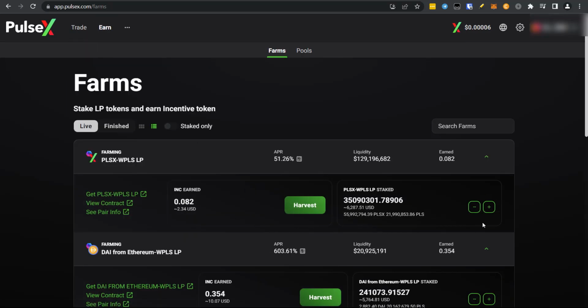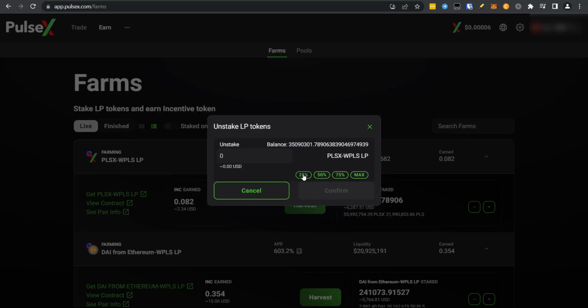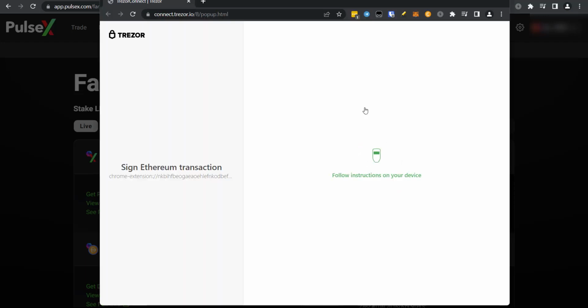If I was going to remove liquidity, I come here. I go to minus, and I can do this for any of them. I'll go to minus. And let's just say I'm going to remove, I can remove 100% of it. I don't need to remove 100% of it. I'm going to remove 25% of it, just for demonstration purposes. Click confirm. So you go through the confirmations.